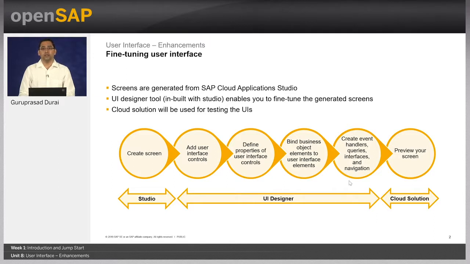The section UI Designer indicates what the UI Designer tool is capable of. The tool offers the following: adding user interface controls, defining properties for the fields or UI controls, binding business object fields to the UI fields, creating event handlers, queries, navigation between screens, version management, the checkmate tool, etc. Once the screens are fine-tuned, we can then do the testing in the SAP Business ByDesign solution.